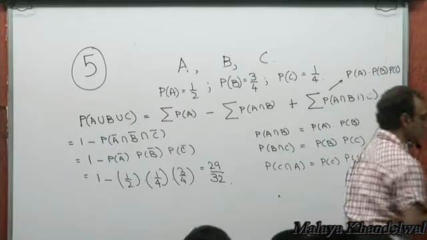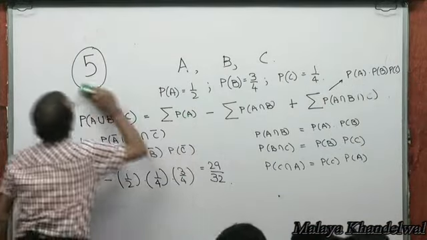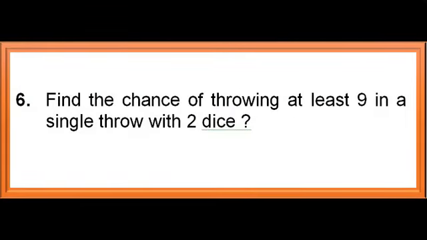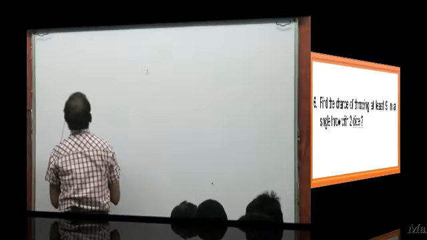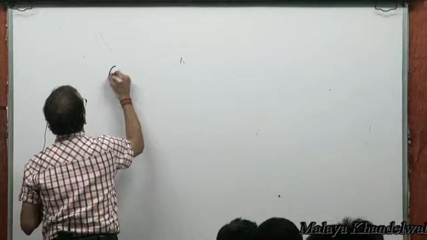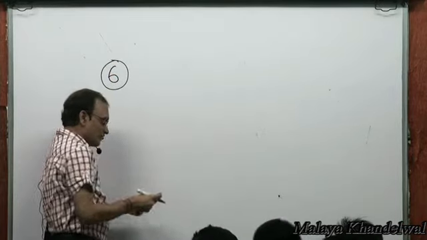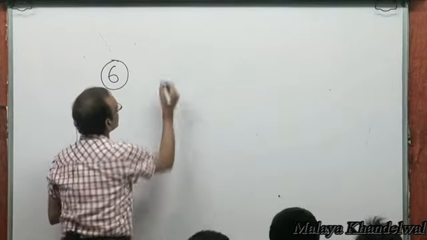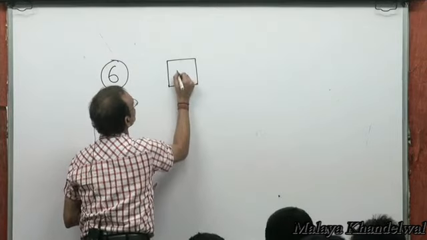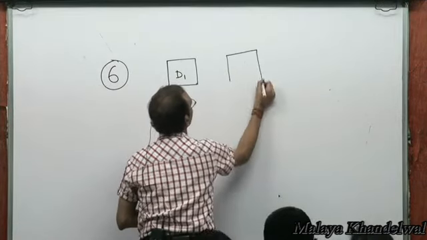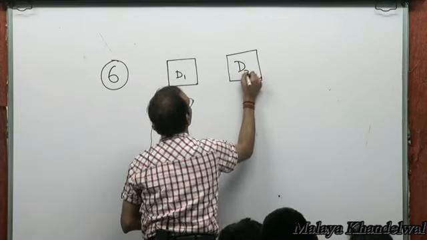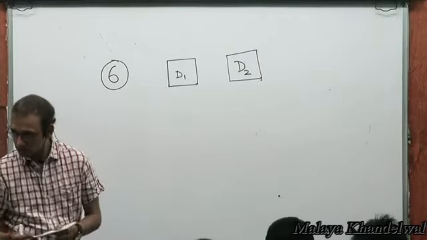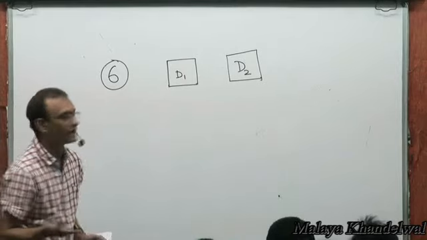Let's look at number 6. Find the chance of throwing at least 9 in a single throw with 2 dice. These are 2 dice, D1 and D2. What's the chance of throwing at least 9? The sum of the numbers obtained on the 2 dice is at least 9.